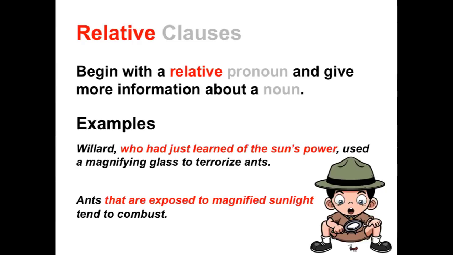So let's read the first sentence without the relative clause. Willard used a magnifying glass to terrorize ants. Well, this sentence means roughly the same thing. We don't get the additional information about what Willard was learning, but the sentence means pretty much the same thing.